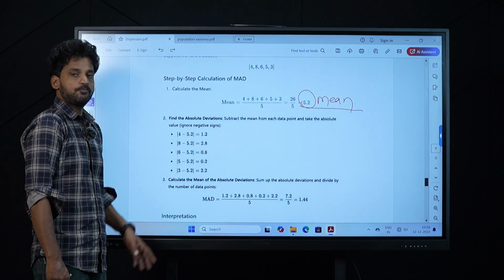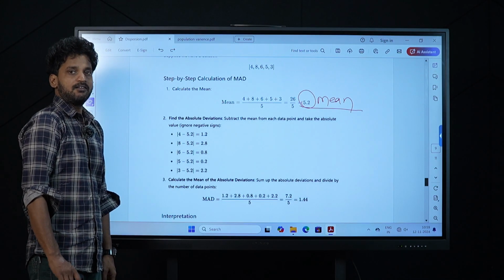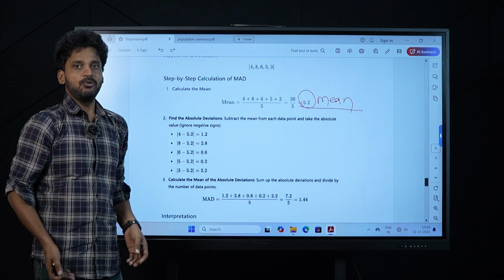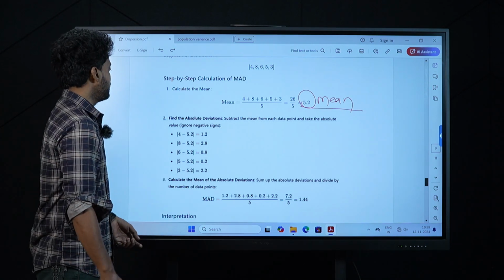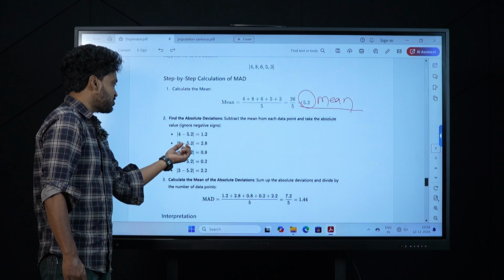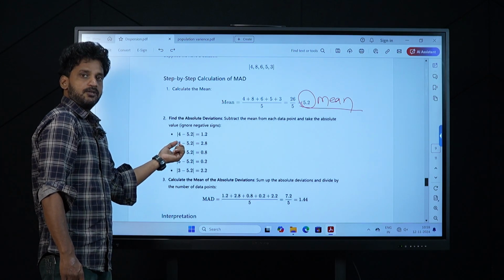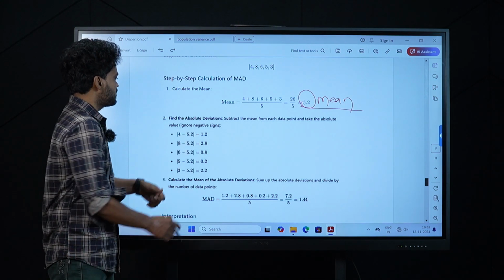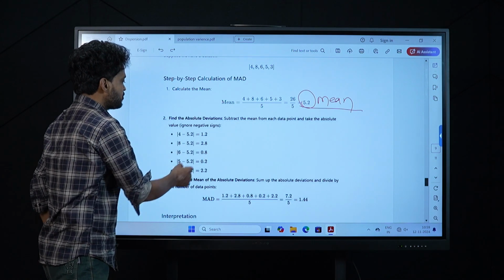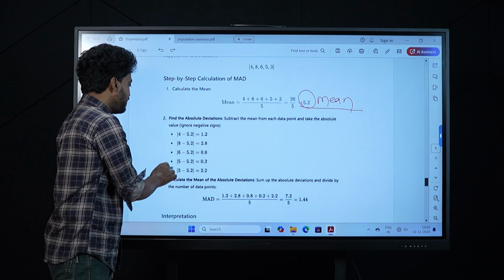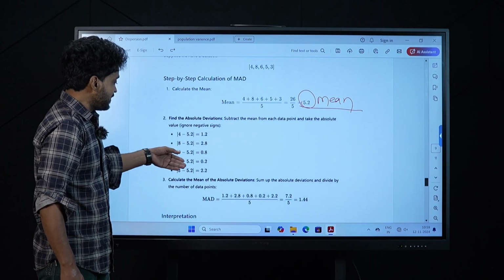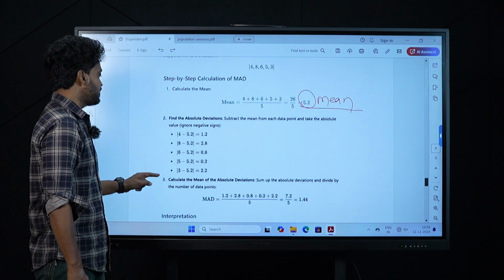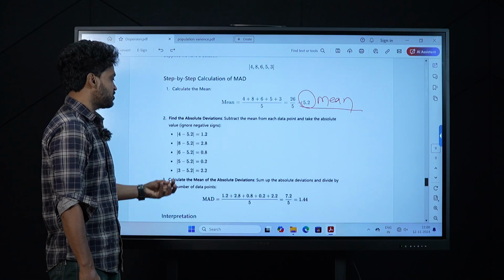That is 4 minus 5.2. 4 minus 5.2 will give you a negative value. In order to avoid that negative value, we are going to mod it. When you apply the mod rule, the negative sign will be avoided. And again, 5.2 must be subtracted from 8. 8 minus 5.2 is equal to plus 2.8. 6 minus 5.2 is equal to 0.8. 5 minus 5.2 is equal to minus 0.2, and when you apply the mod, the negative sign will be removed. 3 minus 5.2 is equal to minus 2.2, it will become positive 2.2.